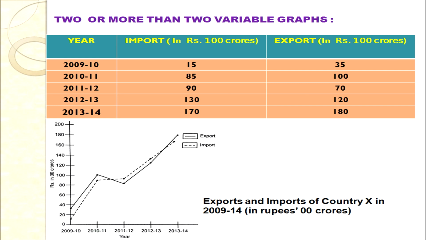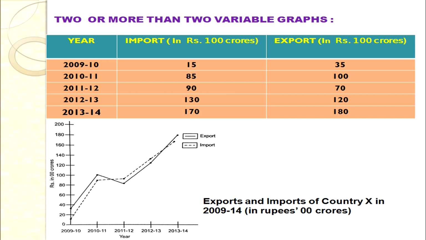Now, we are going to plot for the years 2009 to 10, 35; 2010 to 11, 100; 2011 to 12, 70; 2012 to 13, 120; 2013 to 14, 180. We have got the dots. Now, we are going to join all the dots to form the line graph. So, we have drawn the graph.